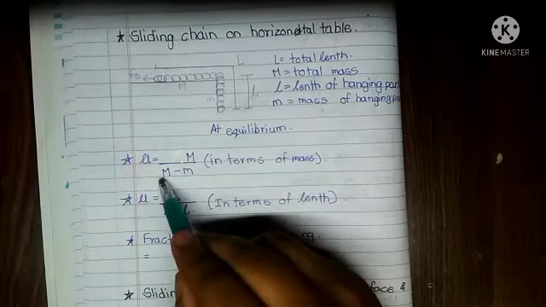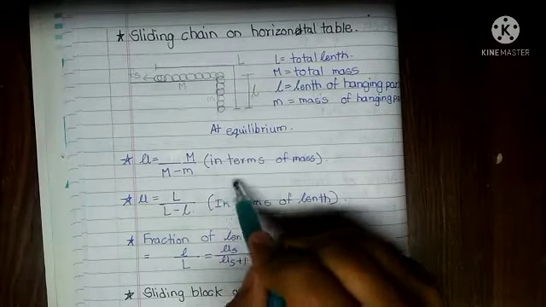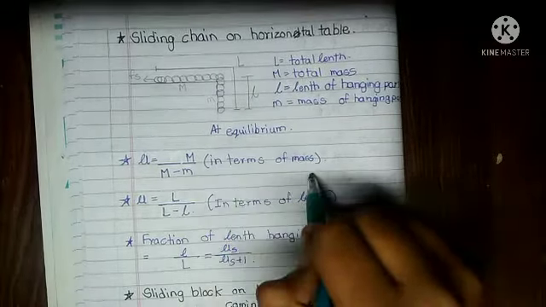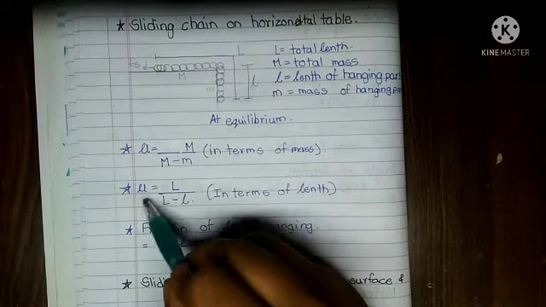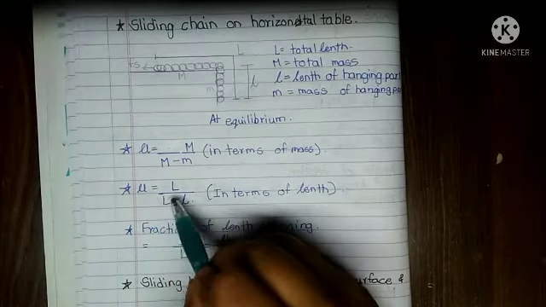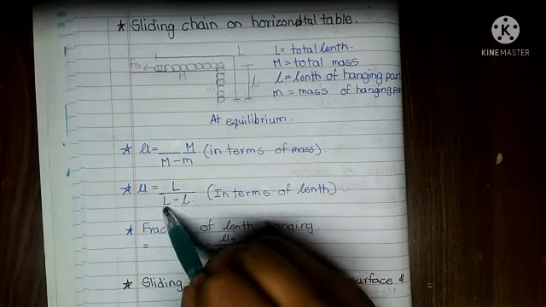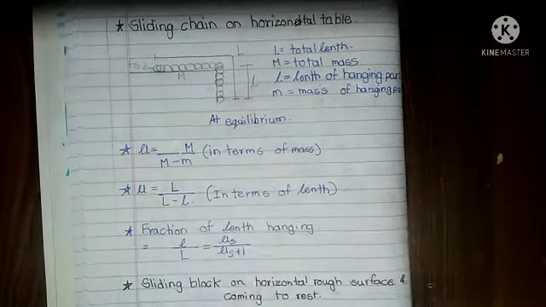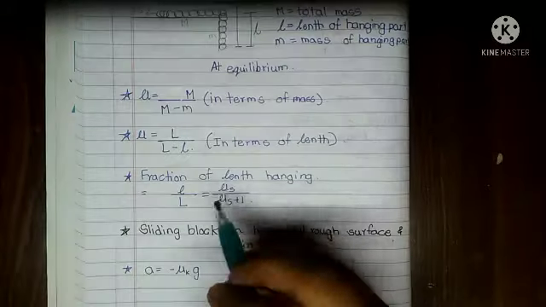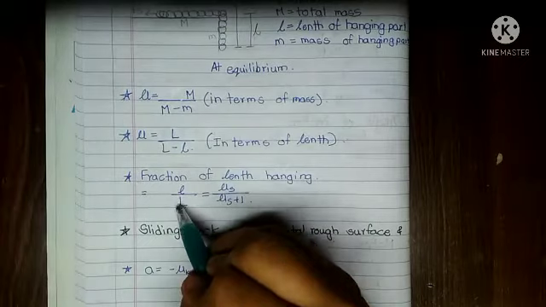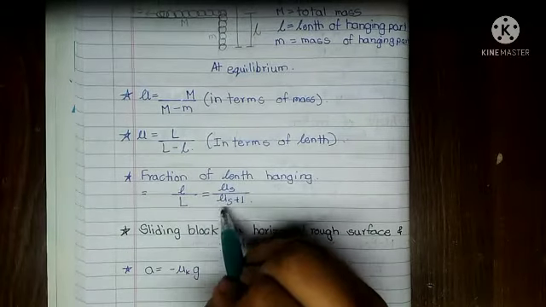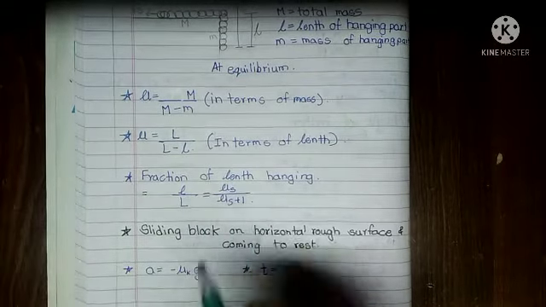Capital M upon capital M minus m. This formula is in terms of masses. In terms of length, we can also calculate mu. The formula is capital L upon capital L minus small l. Fraction of length hanging: small l upon capital L is equal to mu s upon mu s plus 1.